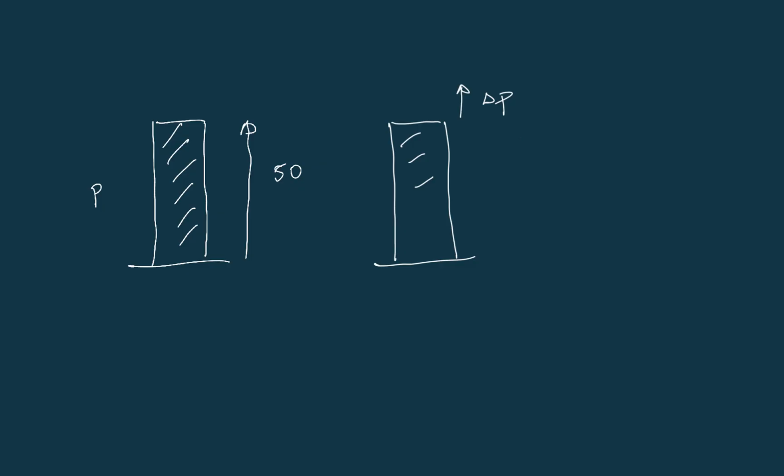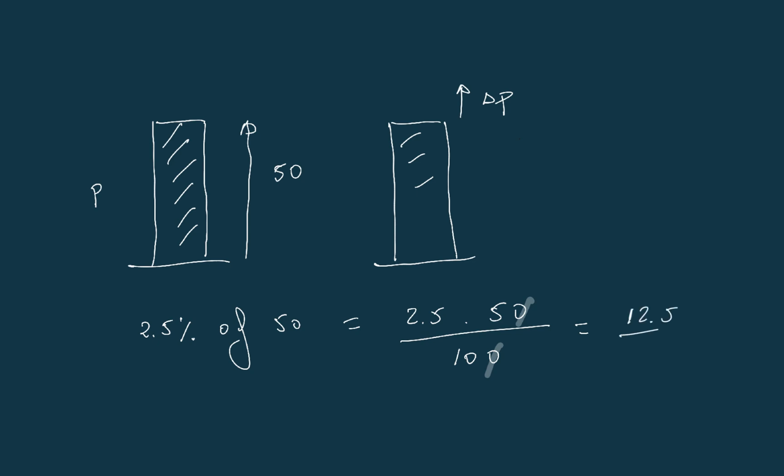So what will be the final price? The final price will be 2.5% of $50. And how you will calculate this is 2.5% multiplied by 50 divided by 100. If you do this calculation, this 0 goes with this 0, 2.5 multiplied by 5 is 12.5, and 12.5 divided by 10 is 1.25. So if you want to increase the price by 2.5%, you need to add a change in the price that is 1.25.